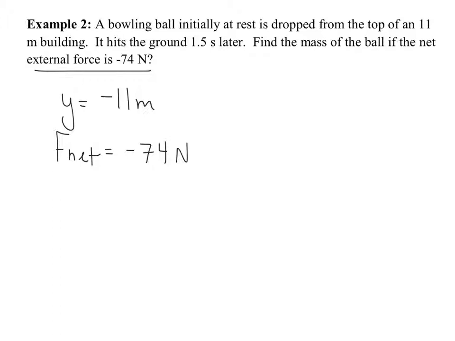We're then told that it takes 1.5 seconds to hit the ground. So that's how much time has elapsed. We know Earth's gravitational acceleration is negative 9.81 meters per second squared.